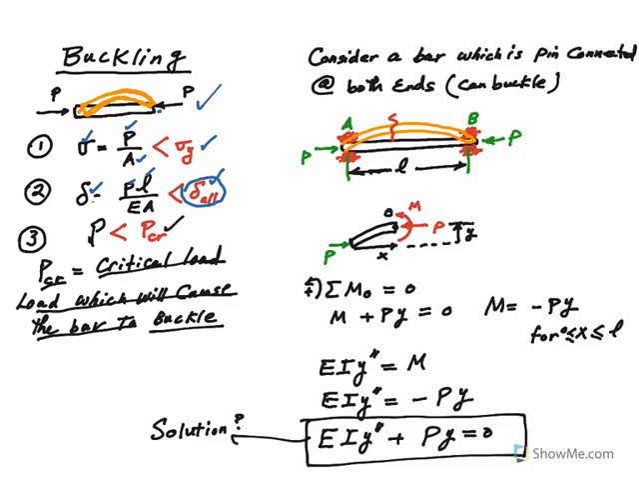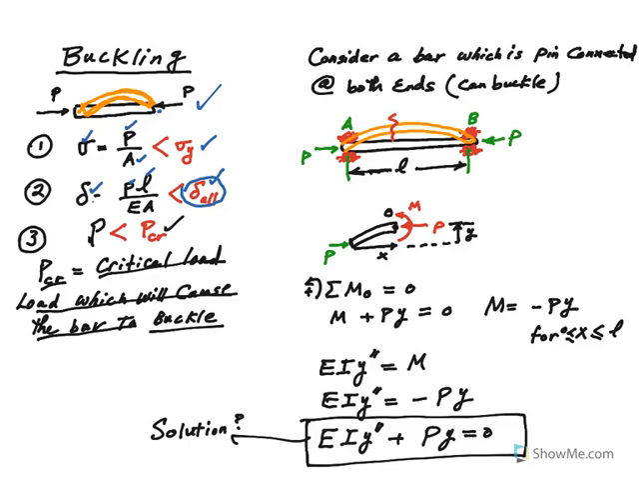So how do we determine this load? You will see in a few minutes that it has to do with the length of the bar, L, with the material it is made of, the modulus of elasticity, and also the moment of inertia. So these are the three parameters that will determine what that critical load is.